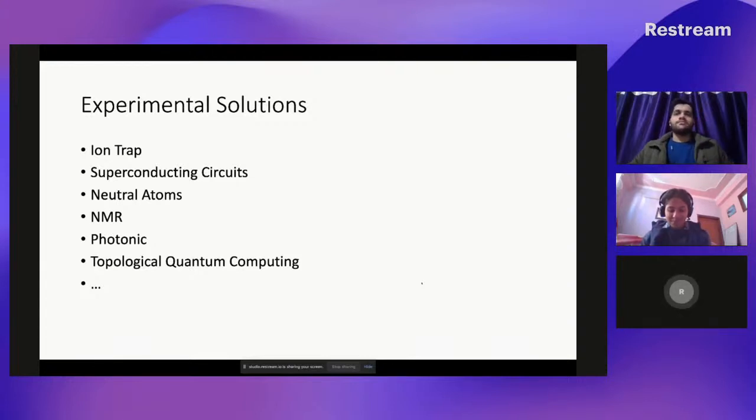All these solutions have their advantages and disadvantages. For example, topological quantum computing seems very promising, but it's the hardest to implement experimentally. Ion traps have their own limitations, and neutral atoms also. You can create many qubits with neutral atoms, basically as many as you want, but neutral atoms are much slower than superconducting circuits.